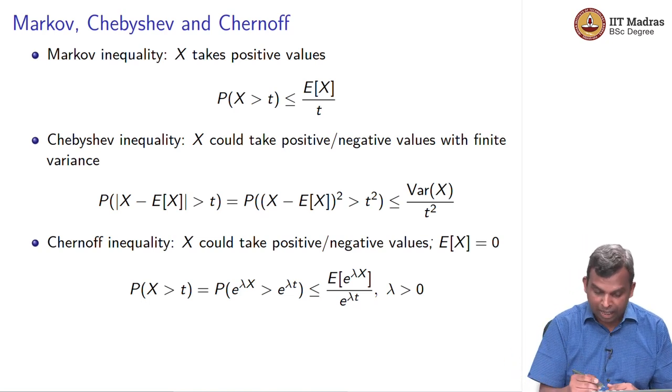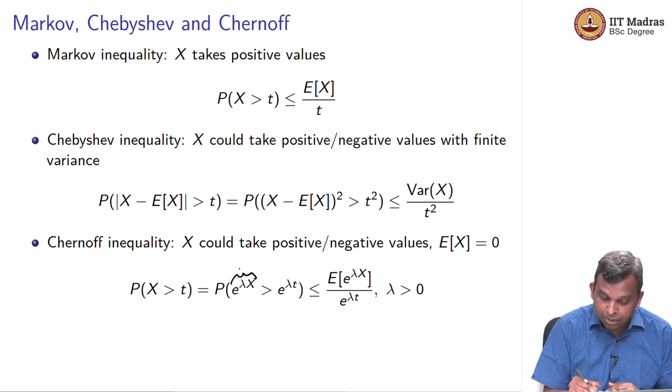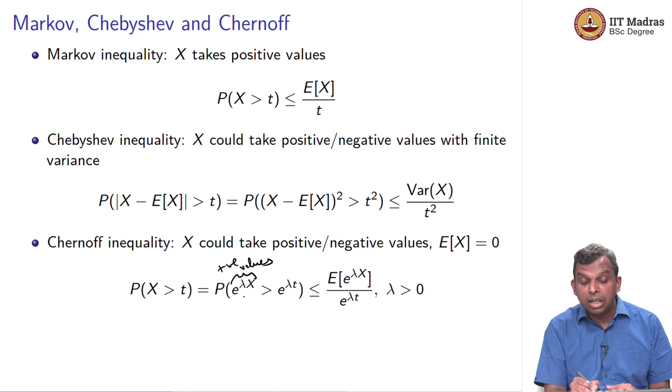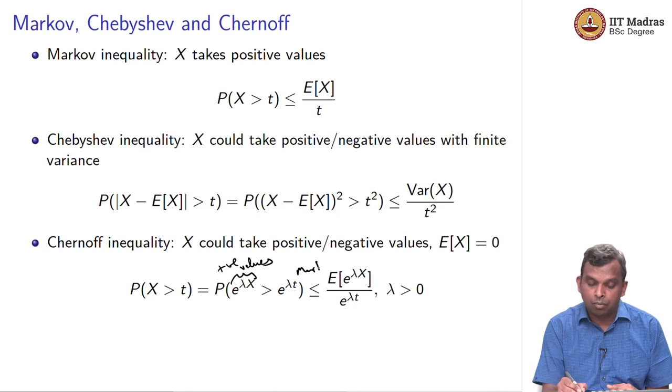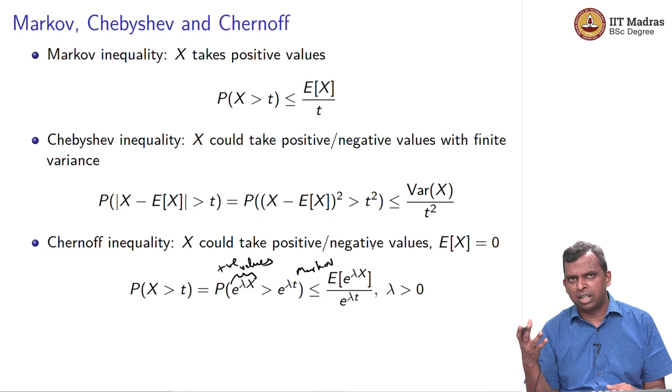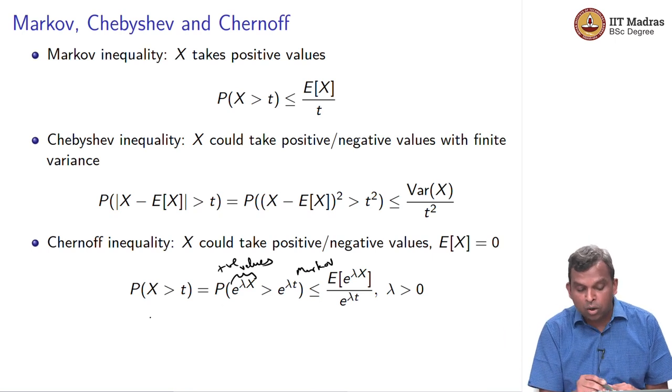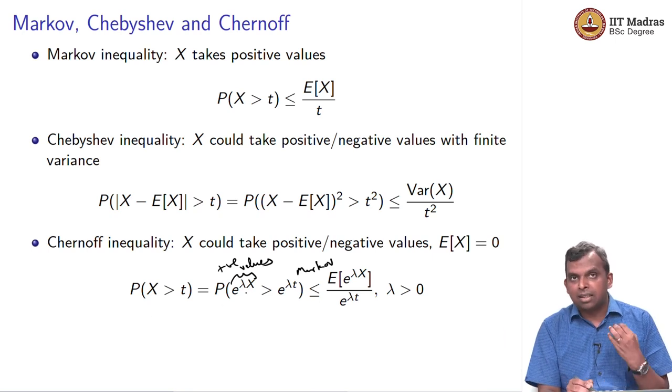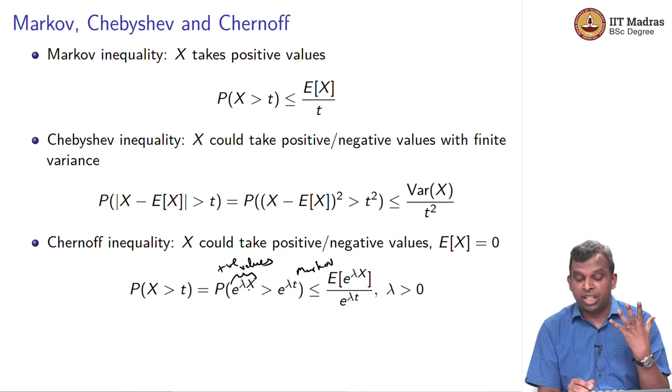Now, once you do e power lambda x, this becomes non-negative, takes only positive values, right? Why is that? Because e power lambda x doesn't go to less than 0 at all. So now you use Markov. Notice how we go back and back and back once again to Markov. Markov is really the only inequality. You transform the random variable using these non-negative functions like squaring, or exponentiation e power lambda x, and then you again use Markov.